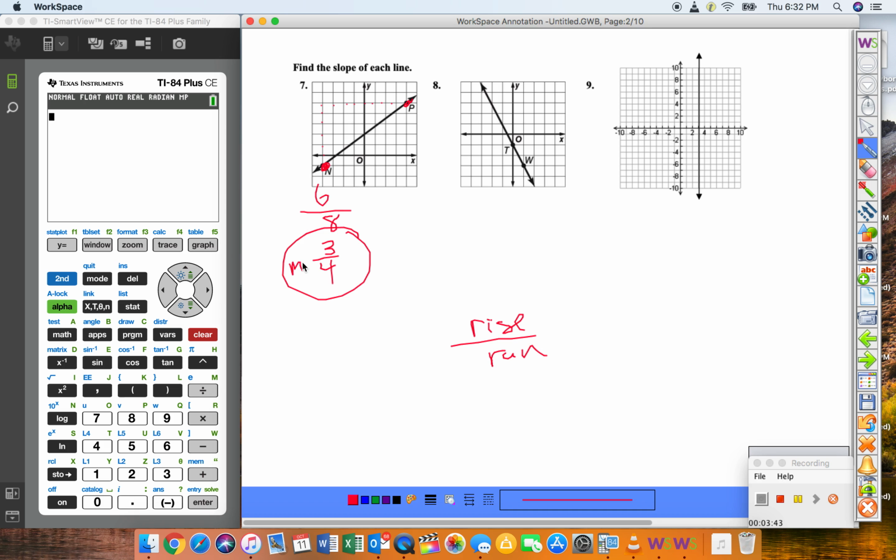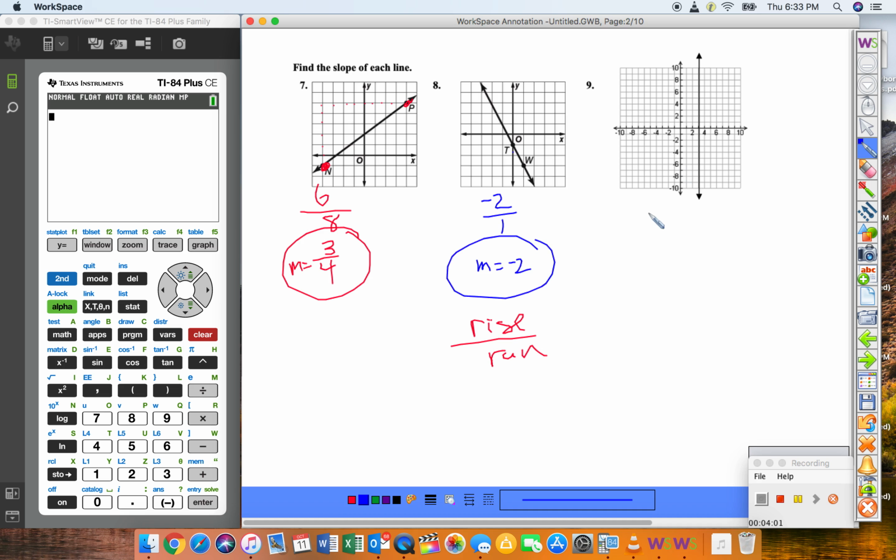So m equals 3/4. And this one is going to be a negative slope. You see how that line is going down from left to right. So find two points and just go down 2. So down 2 means that's negative, to the right one. So the slope is negative 2.